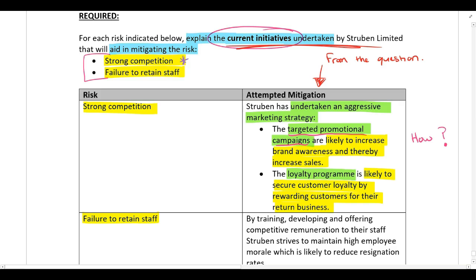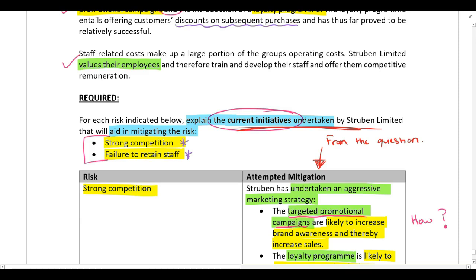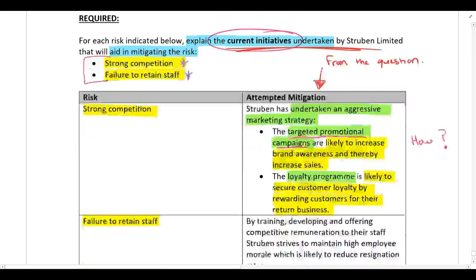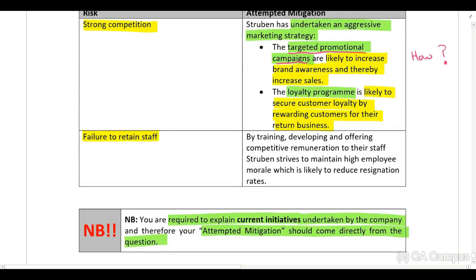Then the next risk that we were given is failure to retain staff. So what is the company currently doing to try and mitigate this risk? Well, we know that they value their employees, so they train them, they develop them, and they offer them competitive remuneration. So if we look at the solution, by training, developing, and offering their staff competitive remuneration, that comes directly from the question. You're not going to be awarded marks for that because you're purely saying what's in the question. You now need to discuss that in a bit more detail.